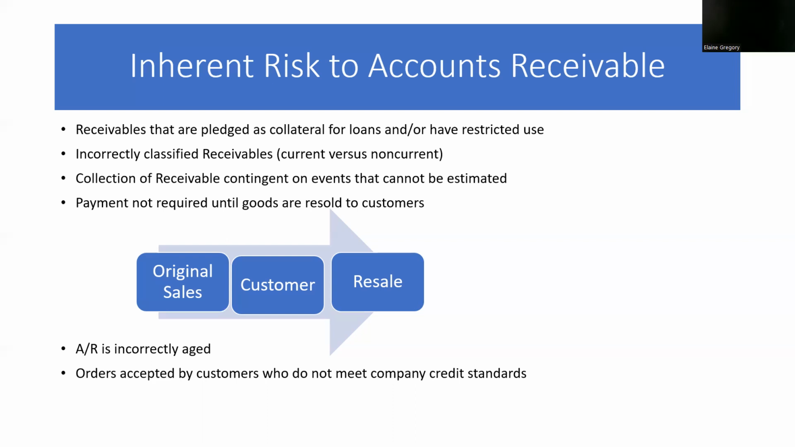Is the client accepting orders from customers that violate credit policies? They shouldn't be accepting orders if they are a high-risk company and they don't meet the company policy standards. So you need to look at that and then look at probably your more aged accounts receivable and see what was the credit agreement for that customer.